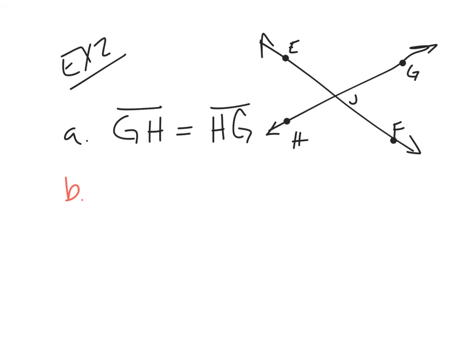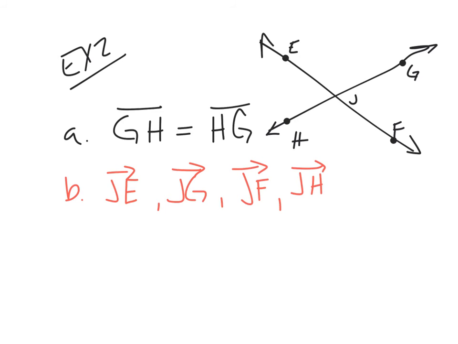For B, name all the rays that end with the endpoint J. So you just start with J and tell me all 4 of them. So JE, and you write it like that. JG, JF, and JH. So you got to put a little ray on top of each one of them.